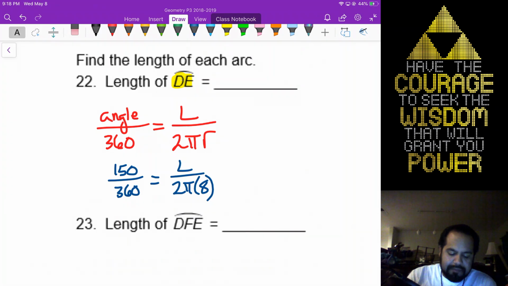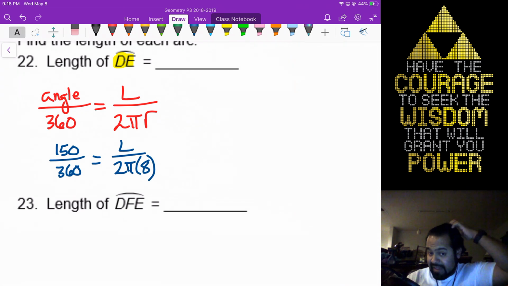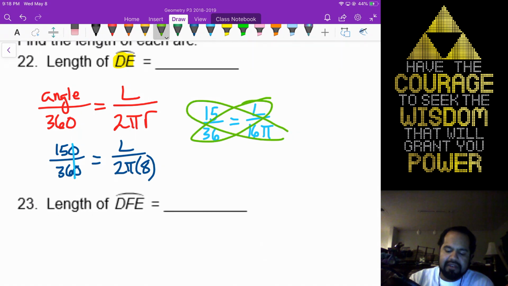Okay, so I can simplify these fractions before I cross multiply. I could cross multiply first, then simplify. At this point, I'm not going to go any further because really that's going to be a you thing. You have to be able to set this up. But I'm just going to humor the idea of, let's say, cross out. Cool. 15 over 36 equals the arc length over 16 pi. You'll cross multiply here and then reduce your fraction. Okay, I'm not going to go any further.